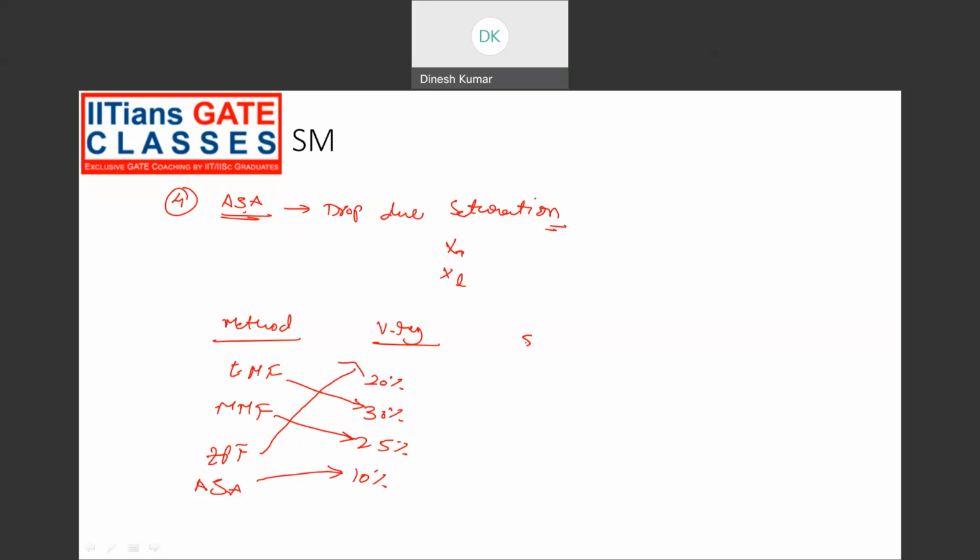We have one more term called short circuit ratio. Short circuit ratio is defined as the ratio of the field current required to produce rated voltage, let's say IFM, on the open circuit characteristic, to the field current required to produce rated armature current under short circuit. This is generally equal to 1 by ZS, the synchronous impedance, and approximately we can write 1 by XS.